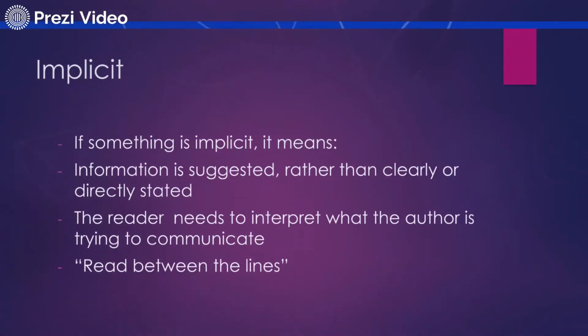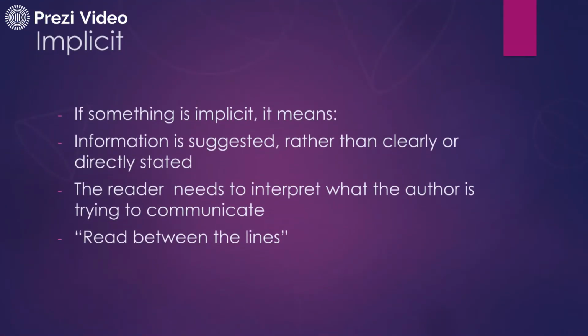Now let's have a look at implicit. What does it mean if something is implicit? What does implicit meaning mean? Well, it means something is not clearly stated or information is stated indirectly. Sometimes a source may hide its true meaning or at least not make it obvious. This means as historians, we need to be able to read between the lines and interpret what the true meaning of a source or information is.